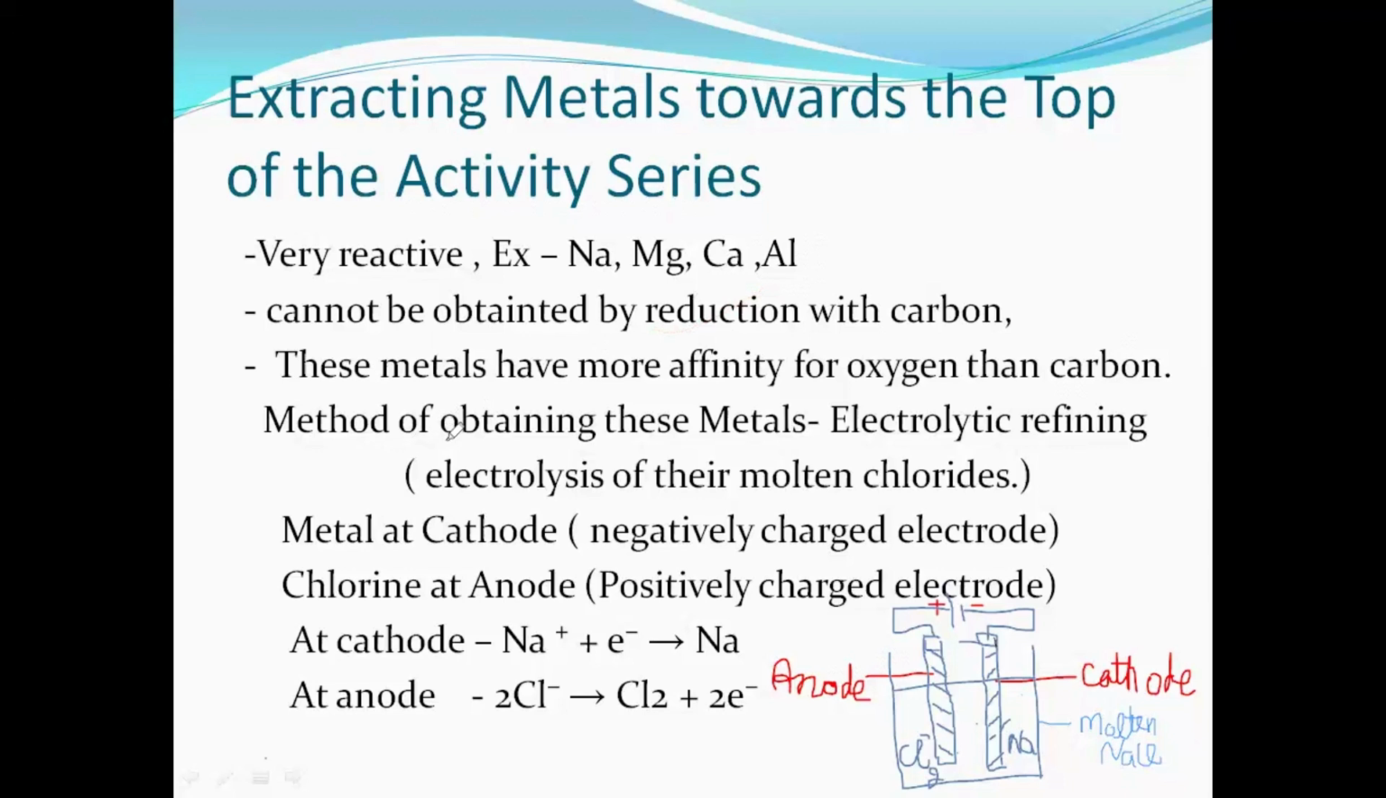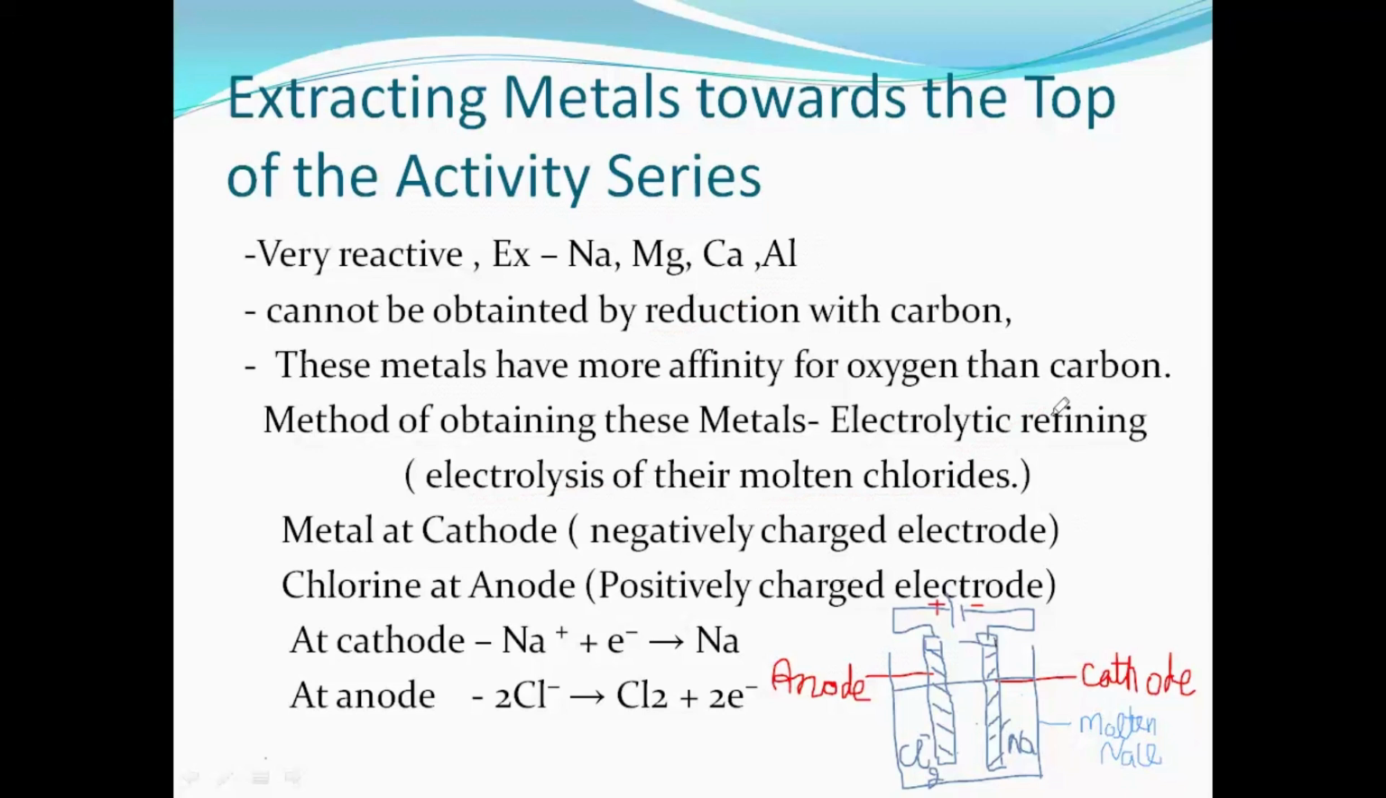How can we obtain these metals? The method of obtaining these metals is electrolysis of their molten chlorides, known as electrolytic reduction. When electric current is passed through the molten chloride of these metals, the compound dissociates into ions.